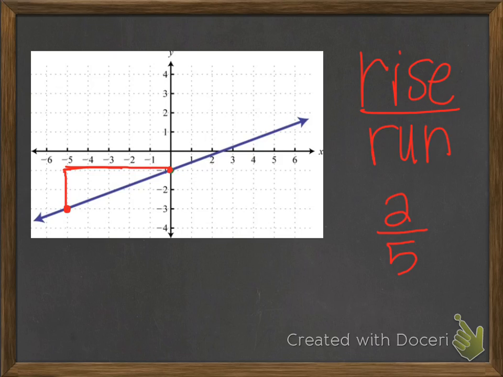And so you can also see whether it's going to be a positive or negative slope by looking at the line. Going from left to right, you would be going uphill. So your slope is going to be a positive 2 over 5.